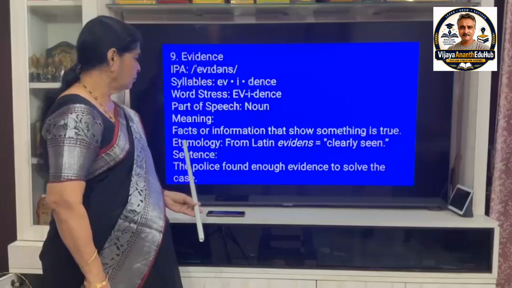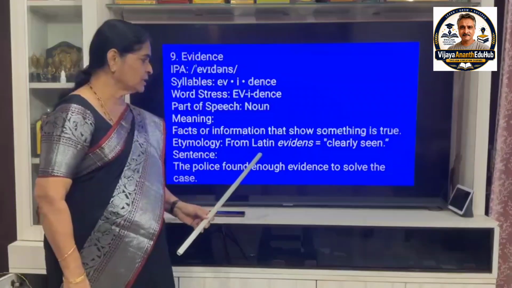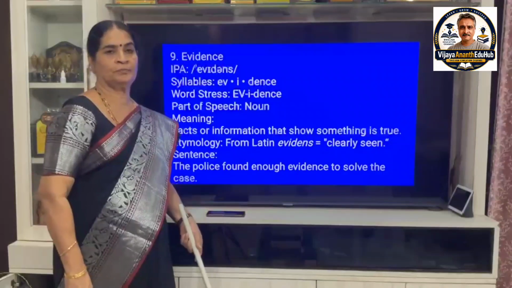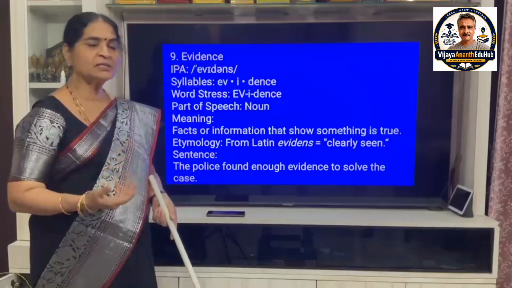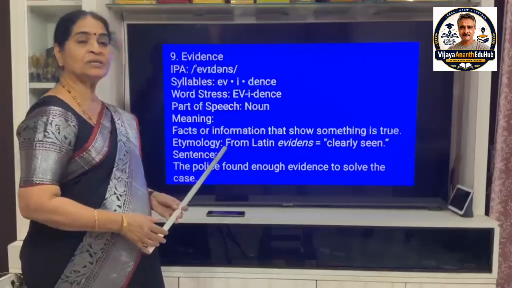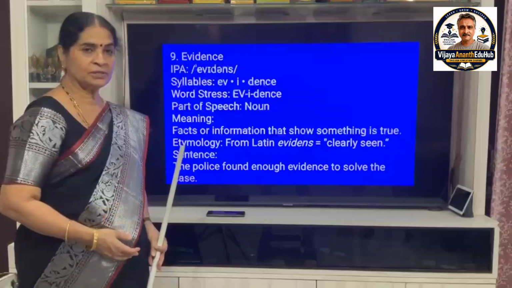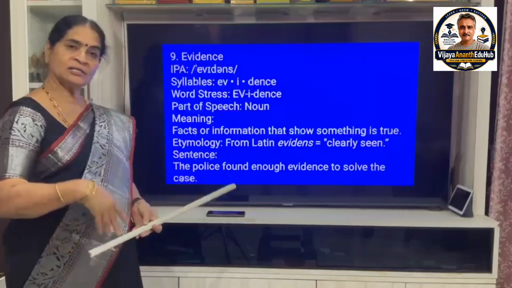Meaning, facts or information that show something is true. To prove the truth, evidence is needed. So that means facts are the correct information to prove something is true or something is untrue.